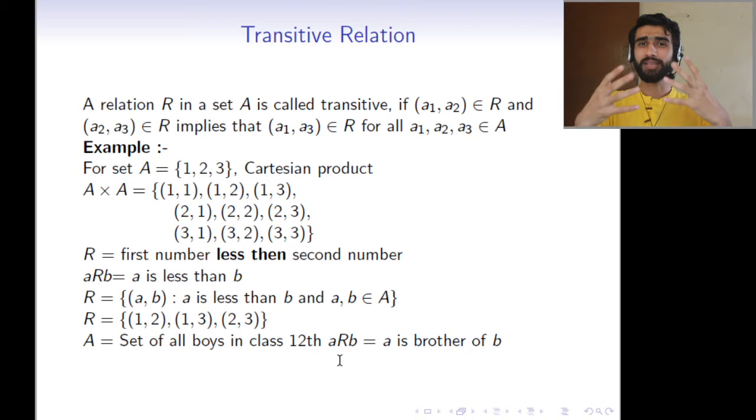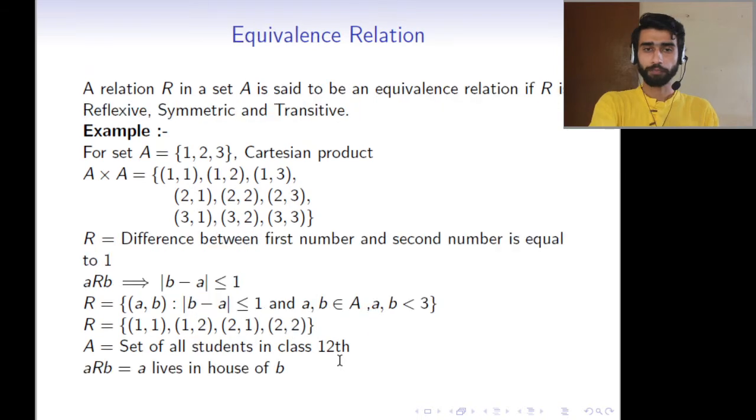So the relation brother is a transitive relation. You must be clear now. First is related to second, second related to third, and then first related to third. Very simple, transitive relation. We will do some more questions, then more clarity will be there. So let's go further. Now, equivalence relation.